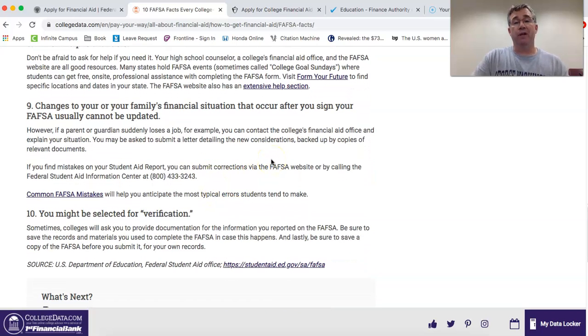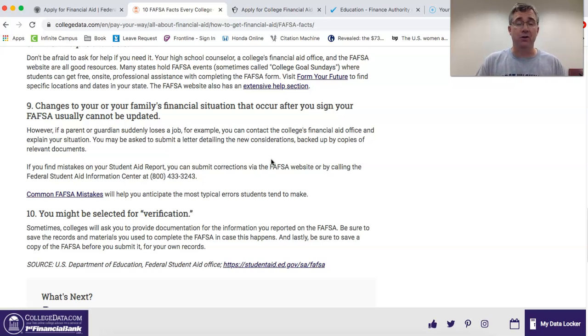Changes in your family financial situation that occur after you sign the FAFSA usually cannot be updated in the FAFSA form. So let's say you fill out your FAFSA October 1, and then in the middle of October you are laid off from your job. Well, that's a significant financial disruption. You're not necessarily going to be able to go back into FAFSA and change that, because that is a piece of information that will not show up on your tax return from 2019.